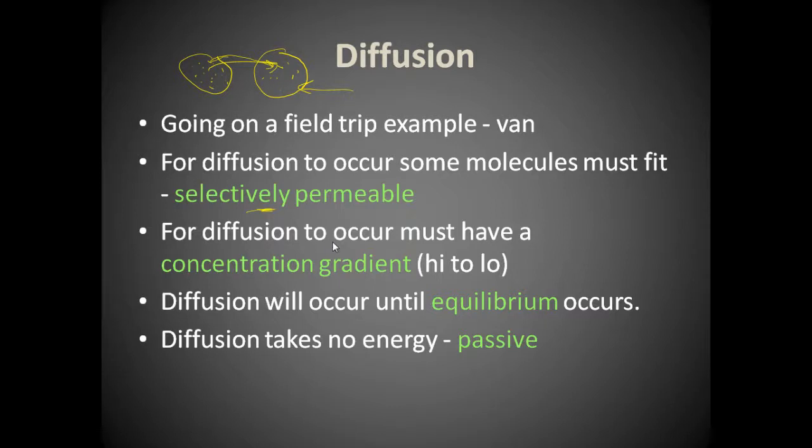It allows water to move where it needs to go in your body. It's the reason oxygen can get from your lungs into your bloodstream. It's the reason carbon dioxide can get from your bloodstream into your lungs, and then you can get rid of it. So the body likes diffusion because it's efficient and it's passive. It doesn't take energy.